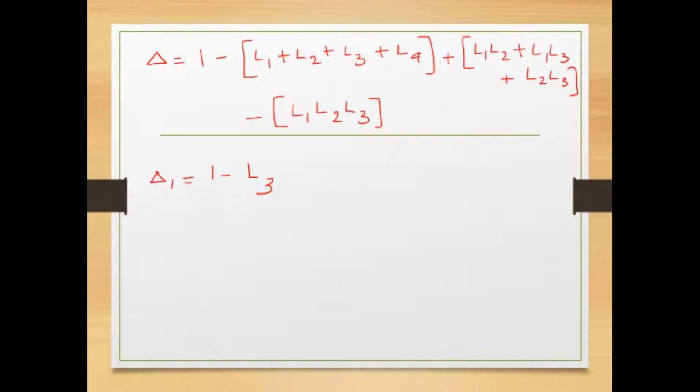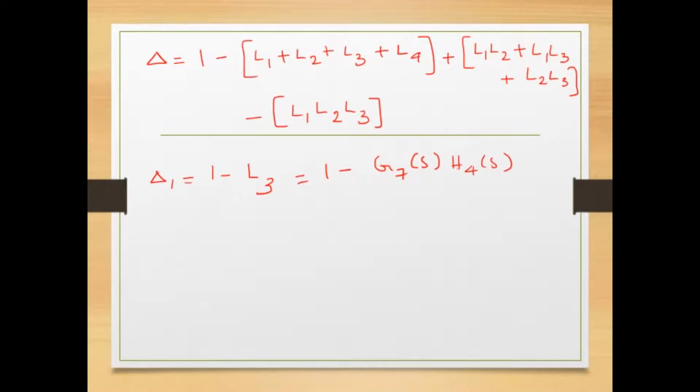If you observe here, it is 1 minus L1 plus L2 plus L3 plus L4. We can consider only this L3. Here, L1, L3 is there; since L1 is there, we cannot consider it. L2 is there, we cannot consider it. Here also L1, L2 is there. So delta 1 is only 1 minus L3. This we can write as 1 minus G7(s) H4(s).